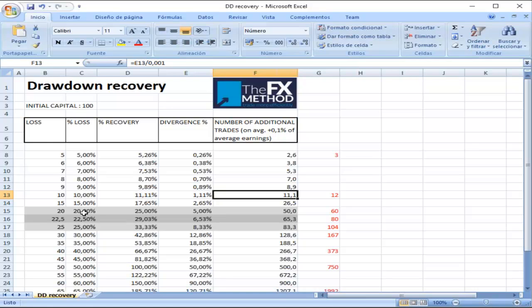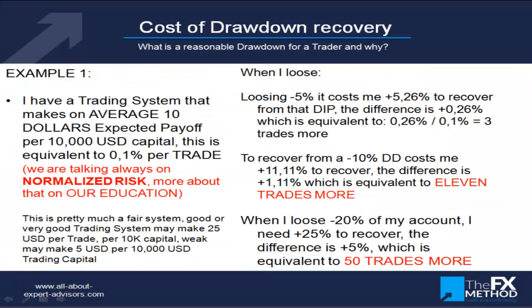When you lose 20%, you'll need already 50 trades. You see where I'm heading? Beyond 23%, there's no way you're going to make 65 more winning trades. If you had a very good trading system, you divide this by 2, and you still would need 32 trades, right, to recover from a drawdown of 23%, which is very difficult, 32 winning trades. Besides, it's not logical that the trading system that brought you into the dip will recover you.